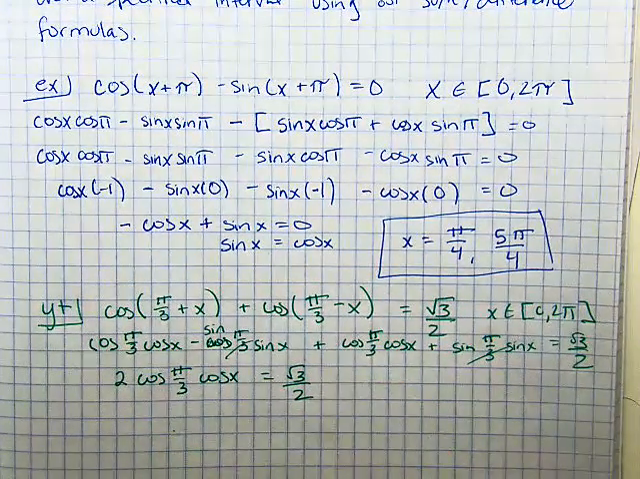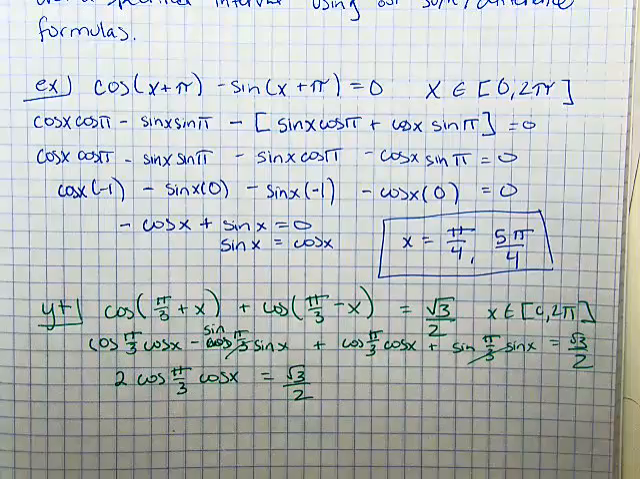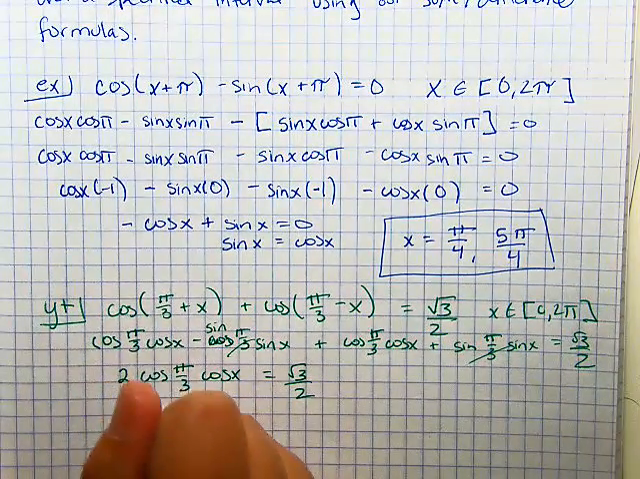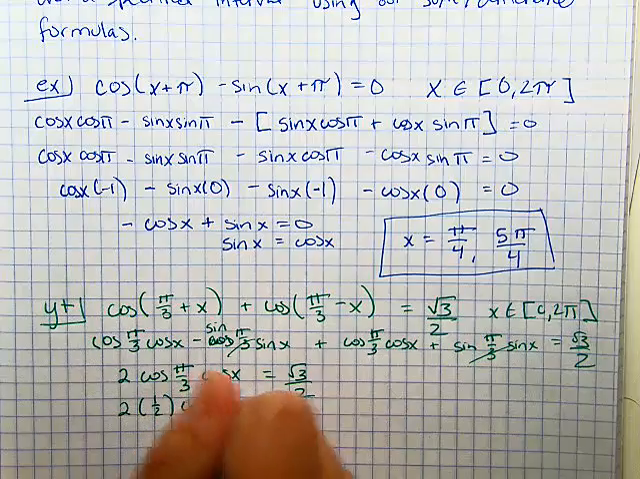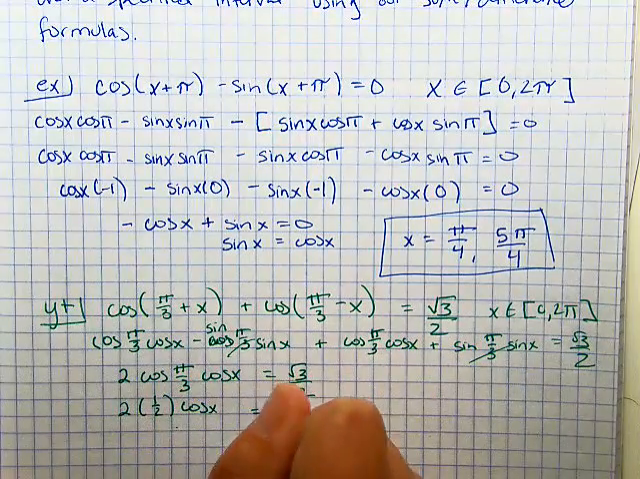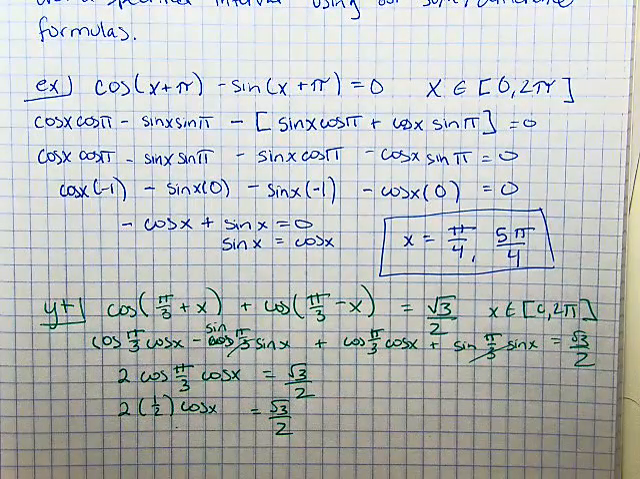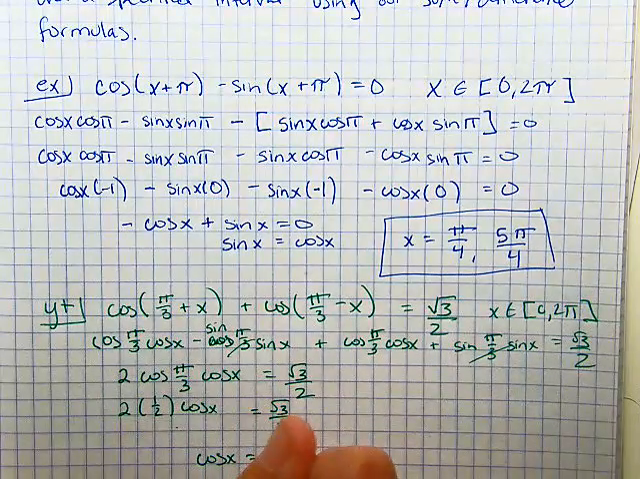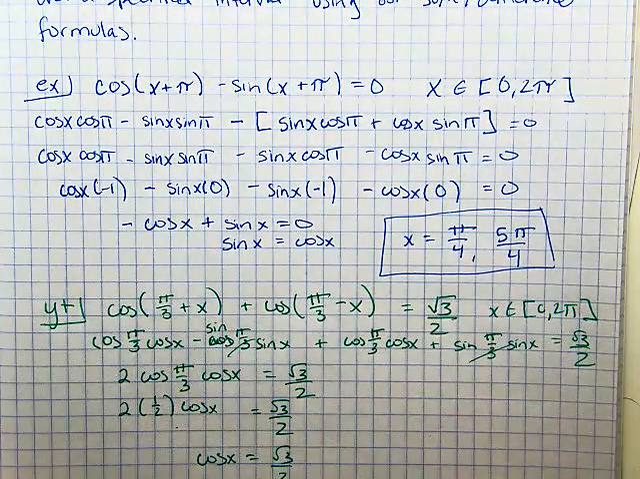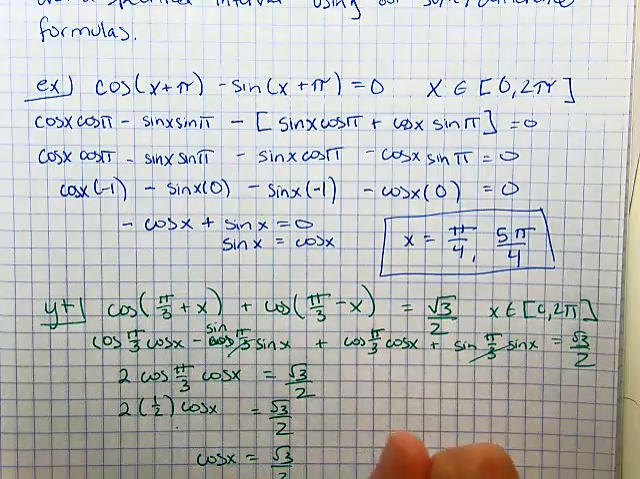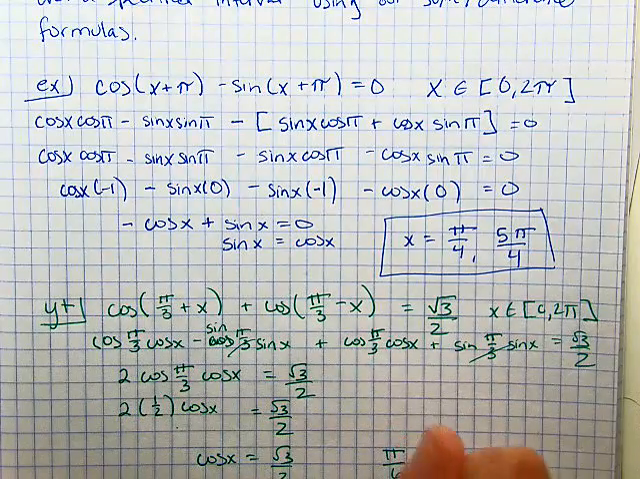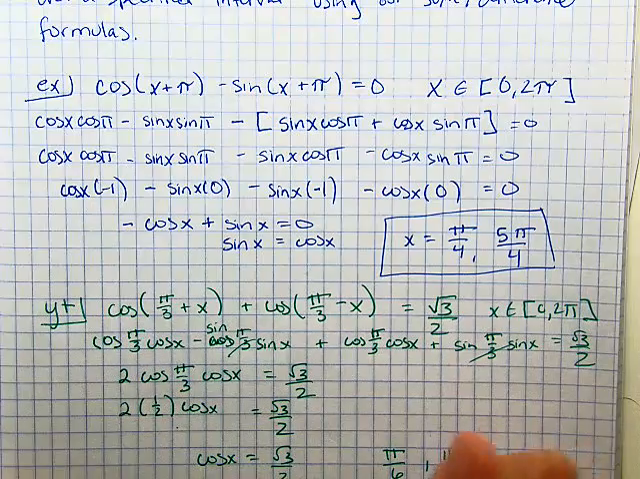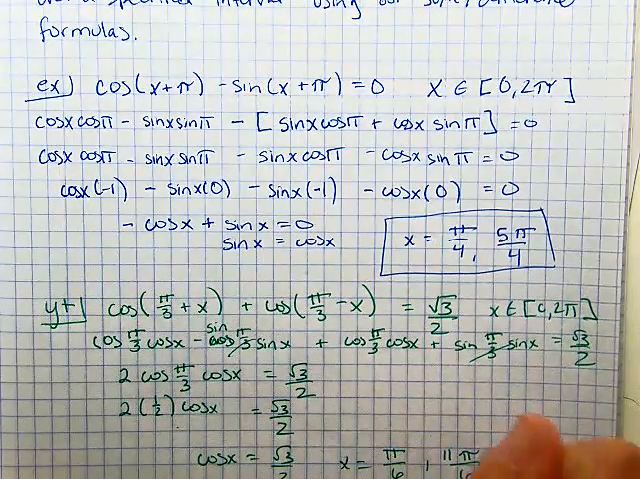And what is cosine of pi over 3? Oh, that's 1/2. So I get 2 times 1/2 times cosine of x equals root 3 over 2. Oh, so 2 times 1/2 is just 1. So we get cosine of x equals root 3 over 2. Cosine, that is at pi over 6. And 11 pi over 6. Hope you got that.